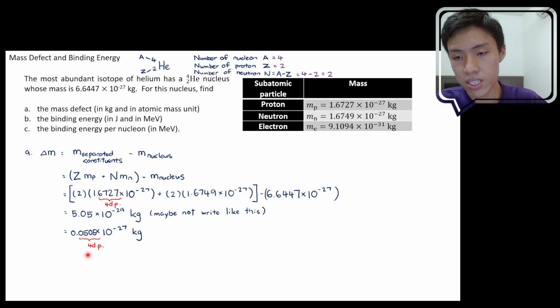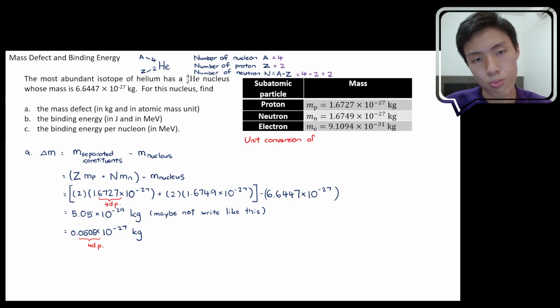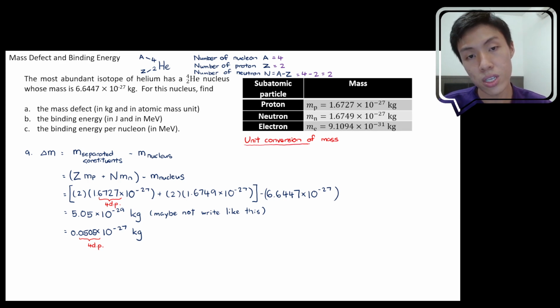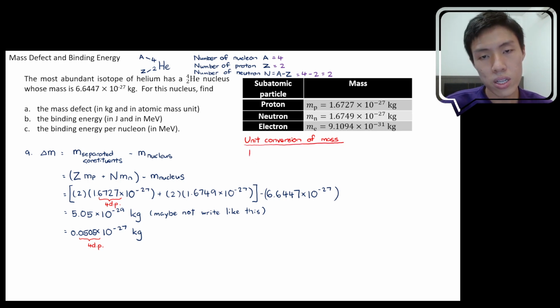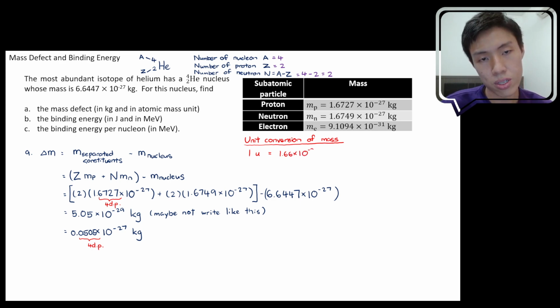Okay, so this is the mass defect calculated in the unit of kg. We still need to determine it in atomic mass units, and here we need to recall a little bit of the unit conversion that is needed when we talk about mass. You have to be clear with 3 different units used to represent mass. One is the AMU, the atomic mass unit, and you know that it is equivalent to 1.66 times 10 to the power of negative 27 kg.